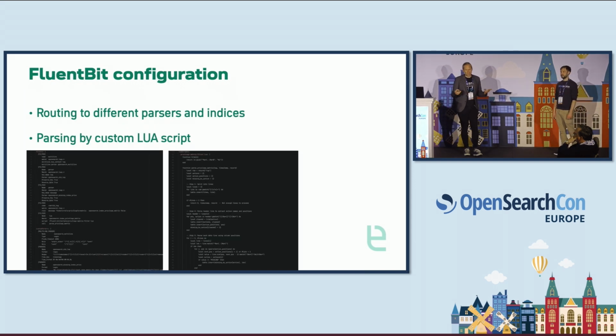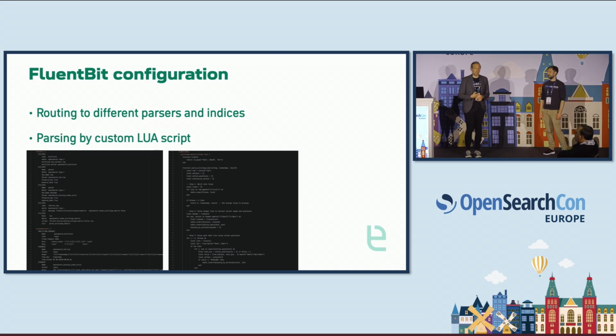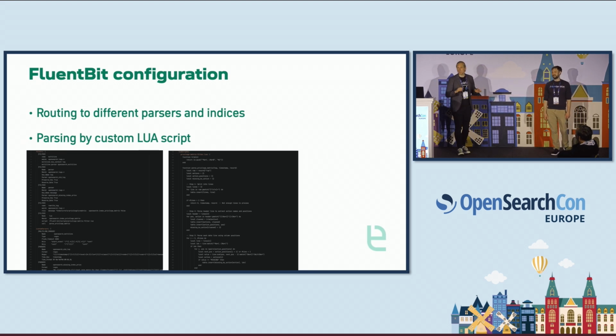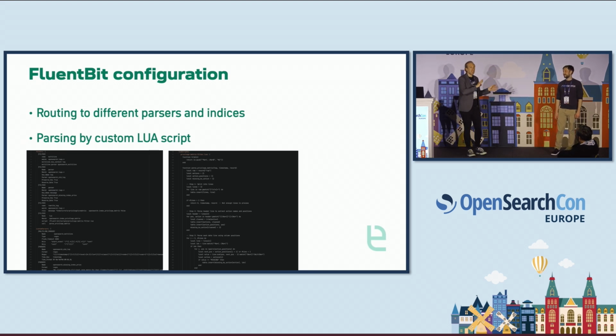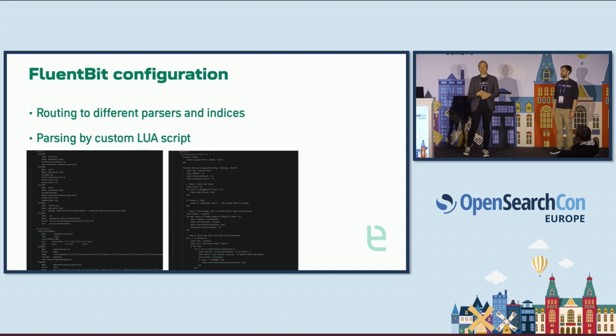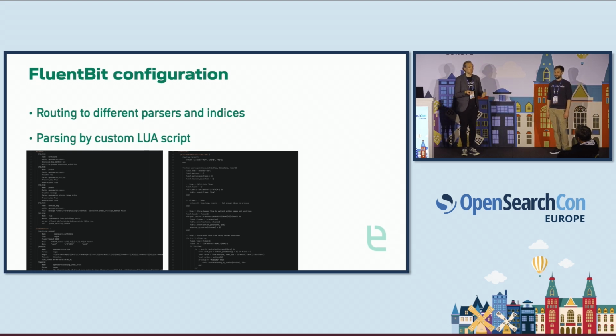And how do we parse this now? We do this with FluentBit and with a Lua script. Can you read this? No, I'm pretty sure you can't read this. You're also not supposed to read it. In the end, we will post a link to a GitHub repo where we have all configurations and all scripts, so you can look it up there and review what we've done.